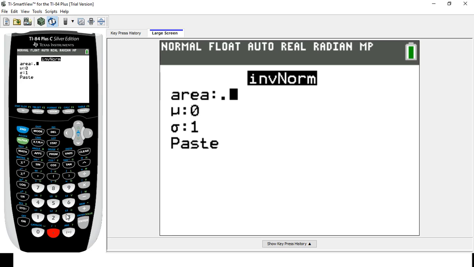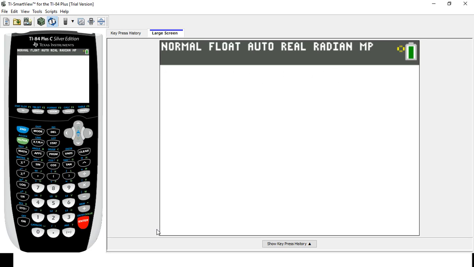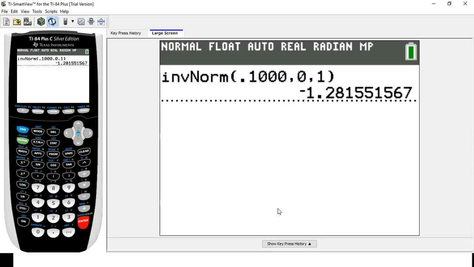I was looking for 0.1000. And you can just type 0.1. Your calculator is smart enough to know that. That's what that is. My mean is 0. My standard deviation is 1 because we're looking for a z-score. Then we hit paste. And so I get negative 1.28.